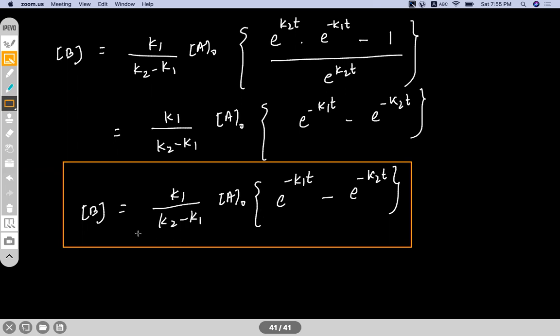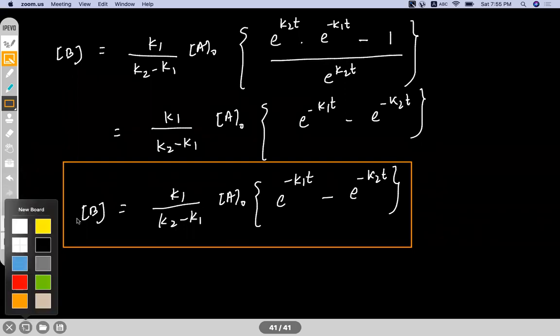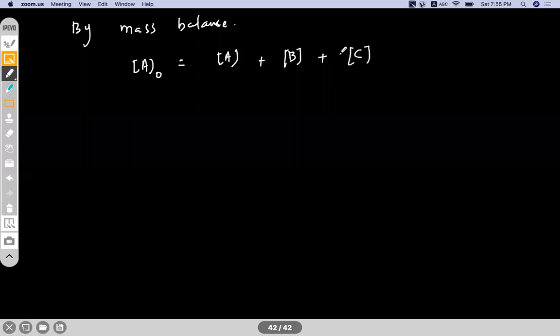So this is B of T, we have already calculated A, C we need to find out. So C easily you can find out by mass balance, okay? By mass balance, you see what we can do, because A is the only one which is converting into B and C. So anytime we can balance the mass. By mass balance, we can write that concentration of A initial, that is A naught, is equal to the concentration of A, B, and C at any time, because from A only it is forming B and C, right? This relation is true at all times.